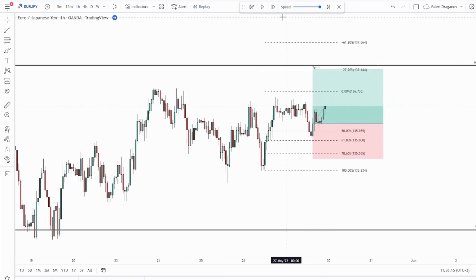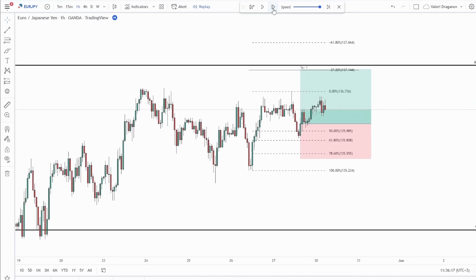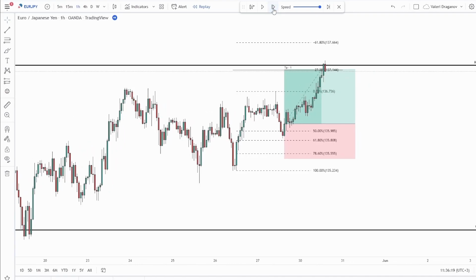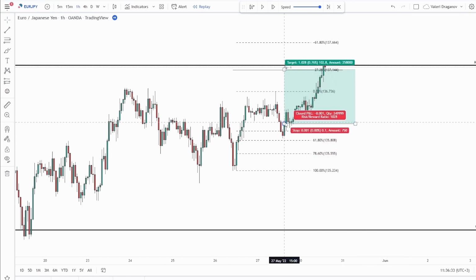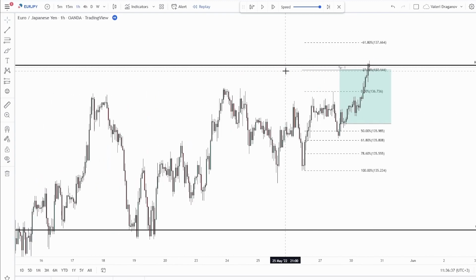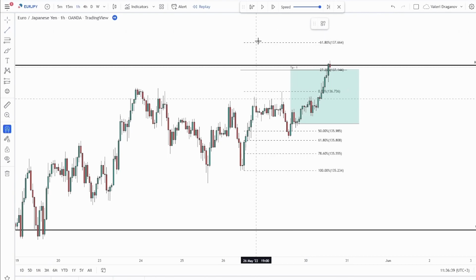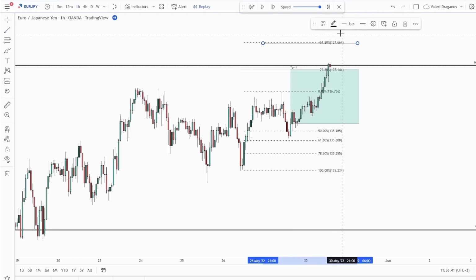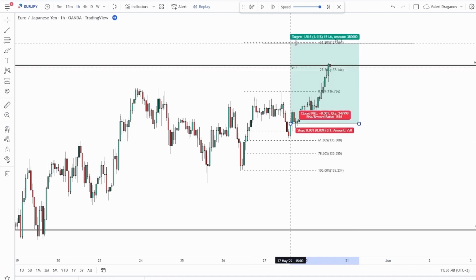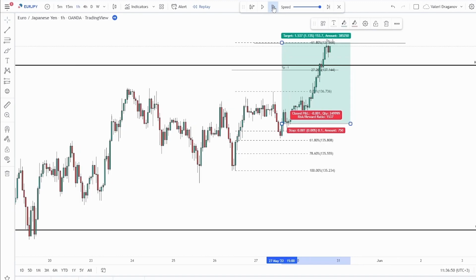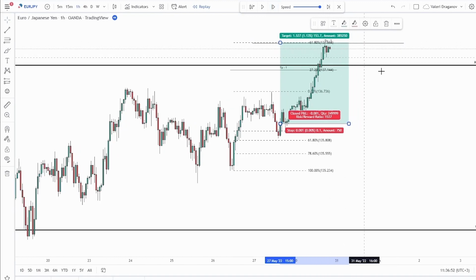The price tests the level again and started to move upwards. Here, our take profit is reached, so we immediately move the stop to profit to protect the deal and extend our second take profit to the 61.8 level. Let me extend it a little bit. Okay. And here, our second take profit is hit.